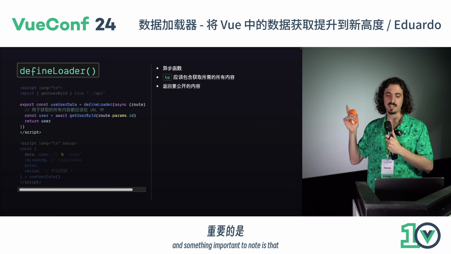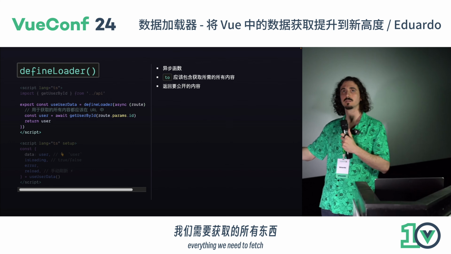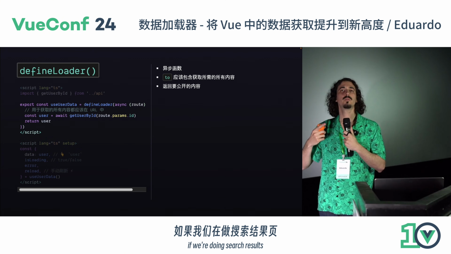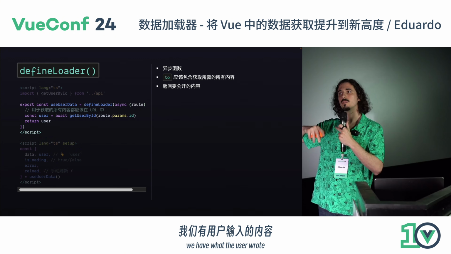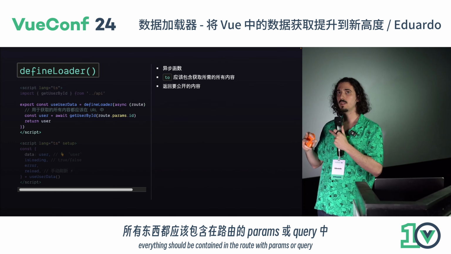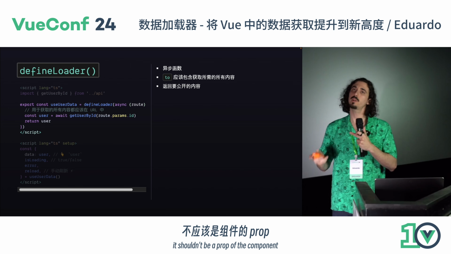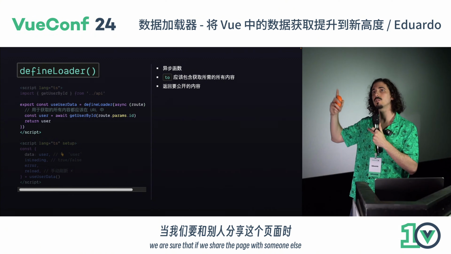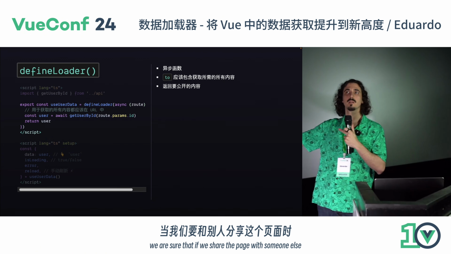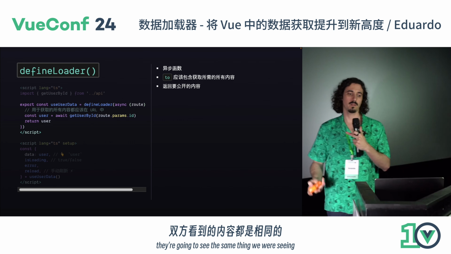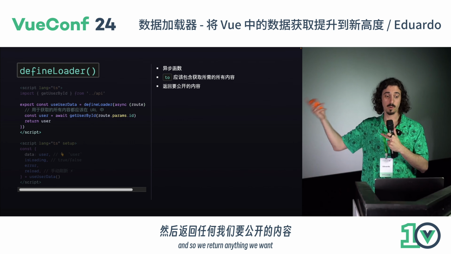That's it. And something important to note is that everything we need to fetch, so for example, the user ID, if we are displaying a user profile, or if we're doing search results, what the user wrote, the page 1, 2, 3, everything should be contained in the route with params or query. It shouldn't be a prop of the component, because when we do it this way, we are sure that if we share the page with someone else, they're also going to end up on the same page as we were. They're going to see the same thing we were seeing. And so we return anything we want.